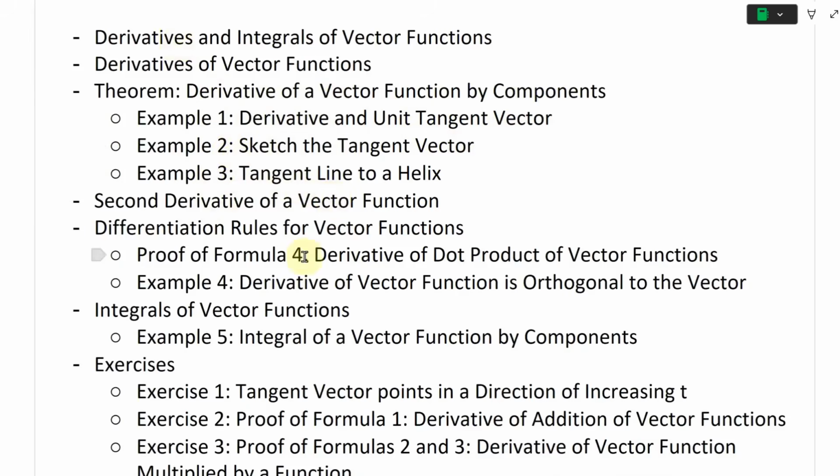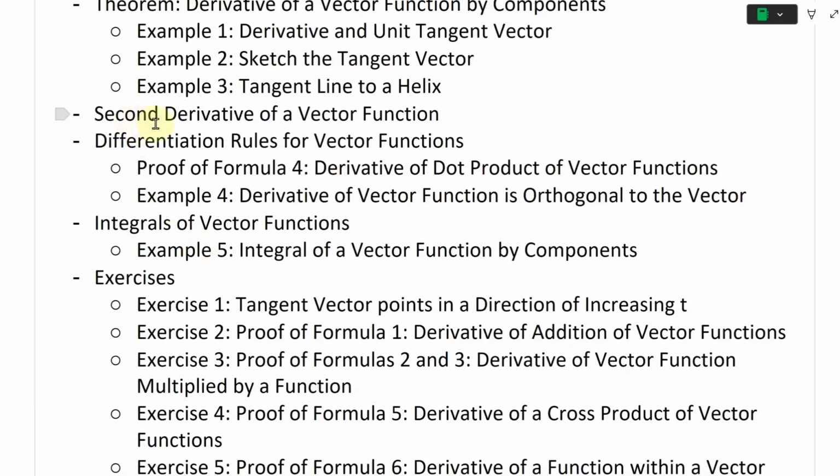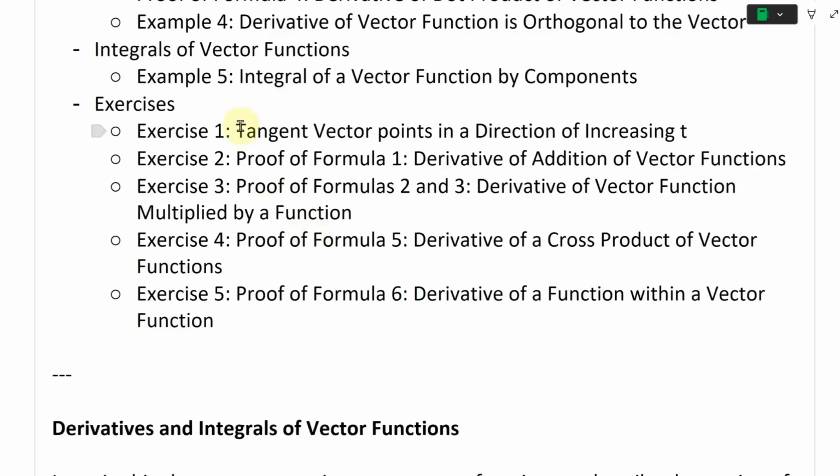And I'll put timestamps to all these. And now a helix surface or curve. And then the second derivative of a vector function. We'll look at differentiation rules for vector functions. And then proof of formula 4, which involves the derivative of the dot product of vector functions. And then example 4, derivative of a vector function is orthogonal to the vector itself. And then go over integrals of vector functions, and an example on that. Example 5, integral of a vector function by components.